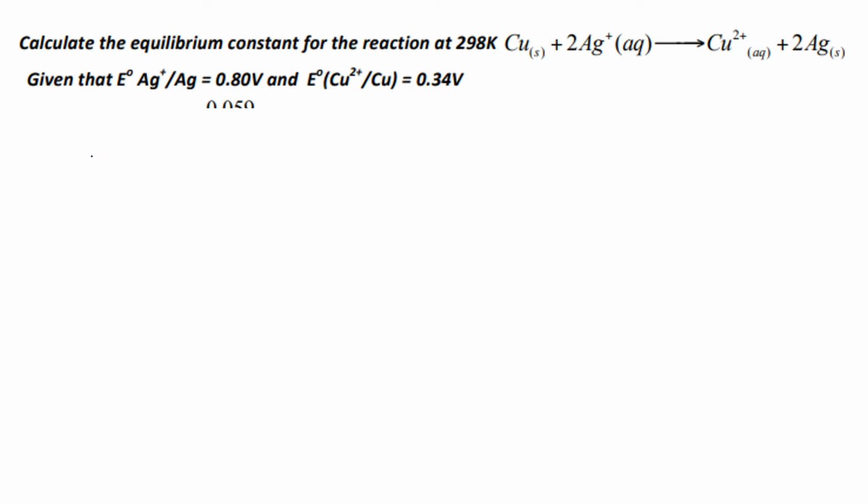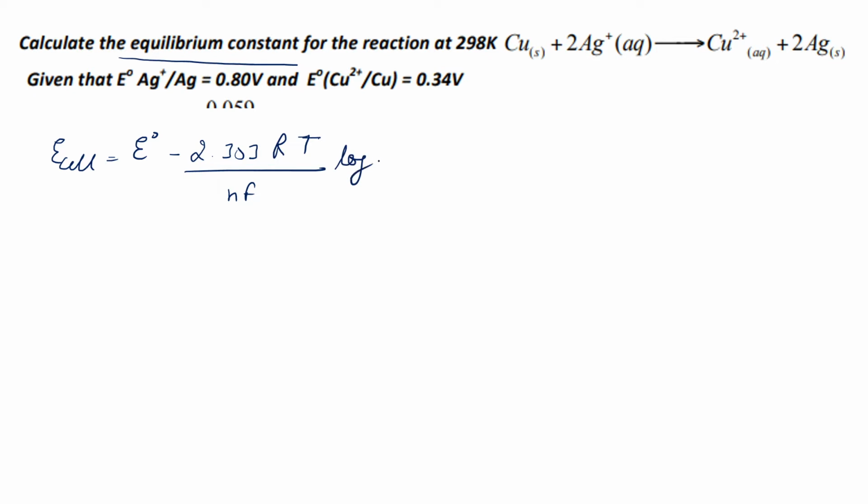In this question, we are asked to find the equilibrium constant. So what is the Nernst equation? E cell is equal to E naught minus 2.303 RT by NF log K. Okay.